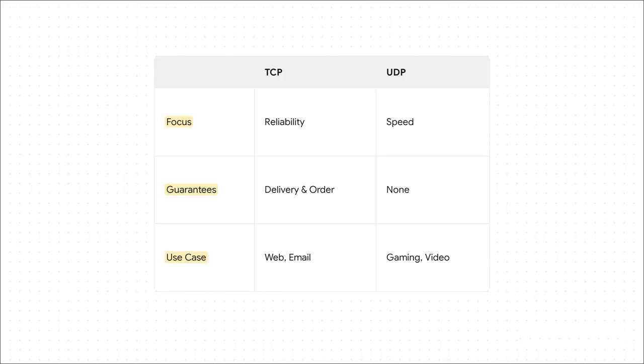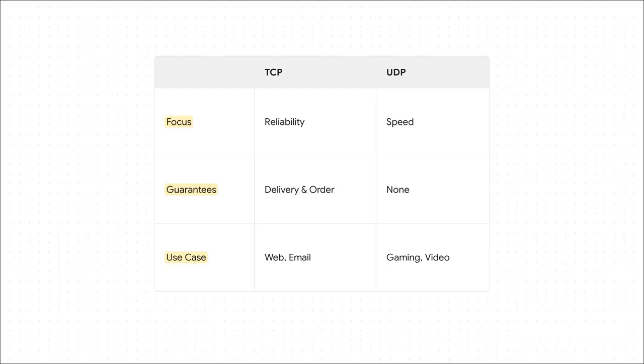Okay, so back to those conversational styles. On one side, you've got TCP. Think of TCP as sending a certified letter with tracking. It's all about reliability. It double checks that every single piece arrives and that they're all in the right order. This is absolutely crucial for things like a web page or an email.